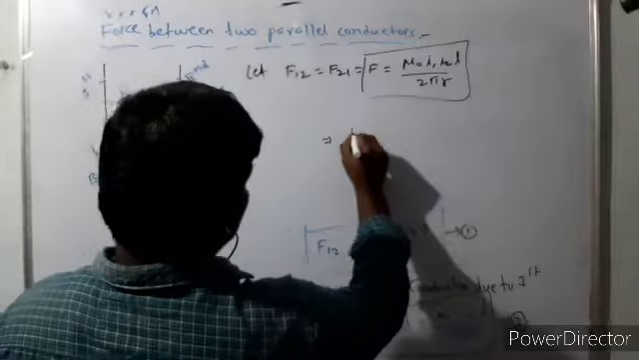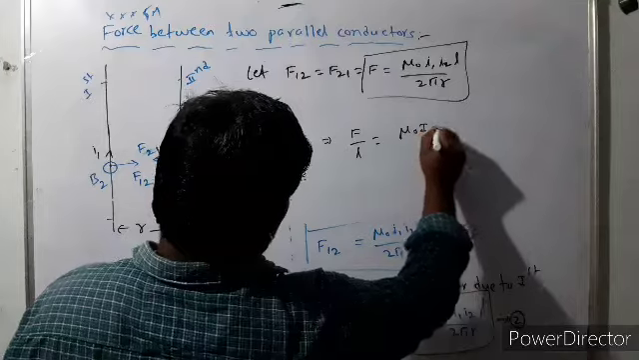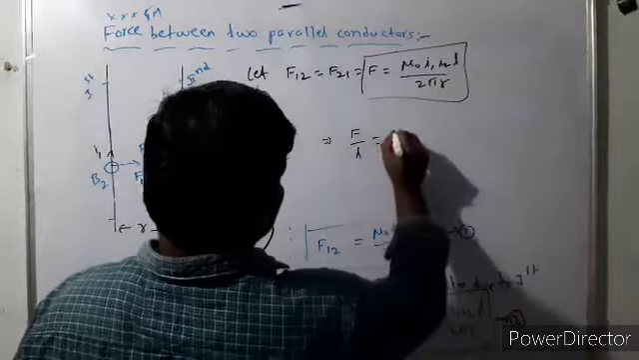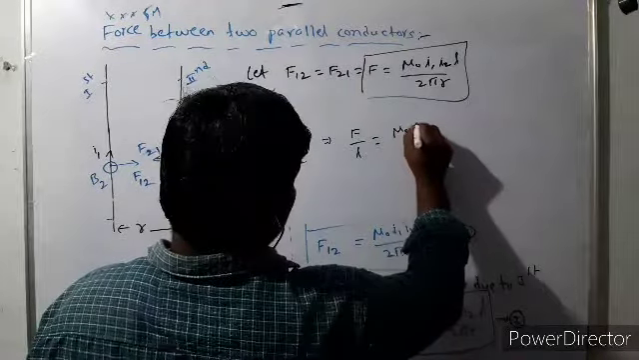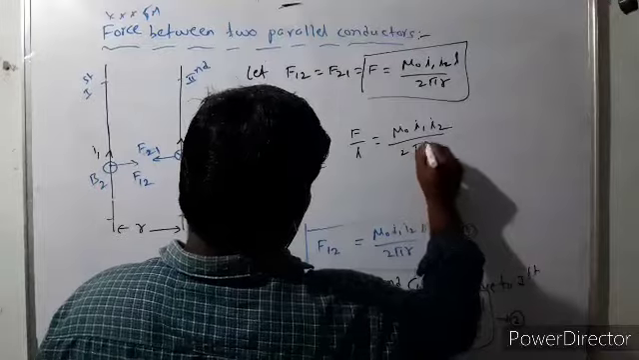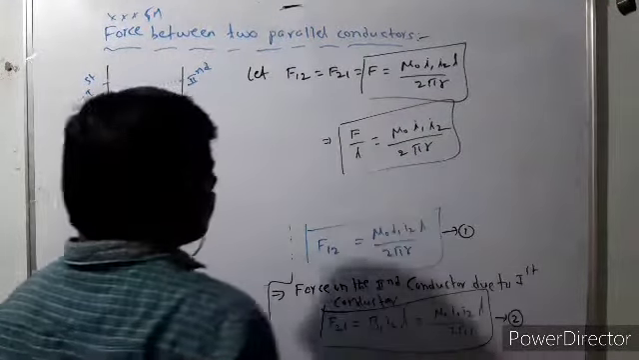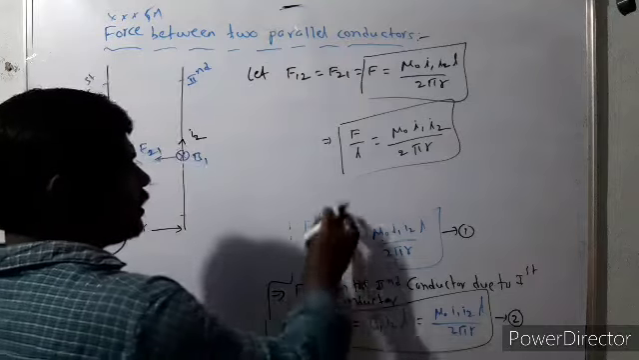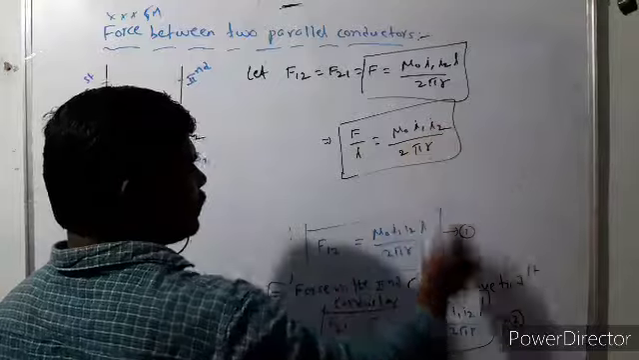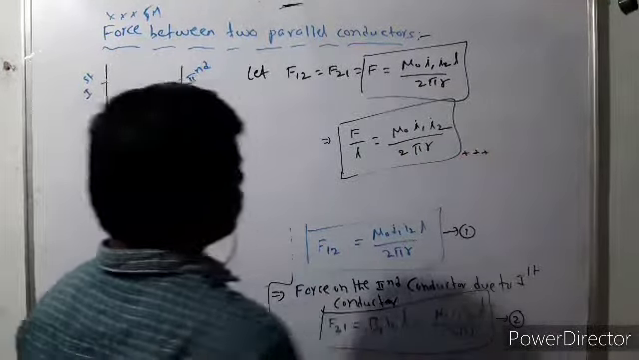Now from this we can write F by L is equal to mu naught I1 I2 by 2 pi r. This is the force per unit length on each conductor. Force per unit length on each conductor is equal to mu naught I1 I2 by 2 pi r. Okay.